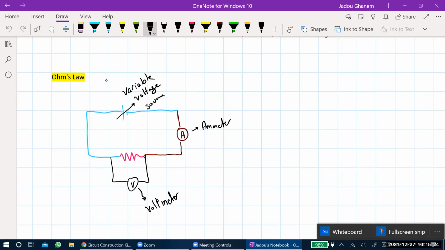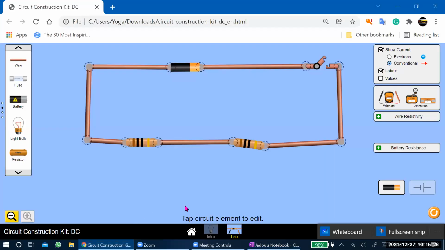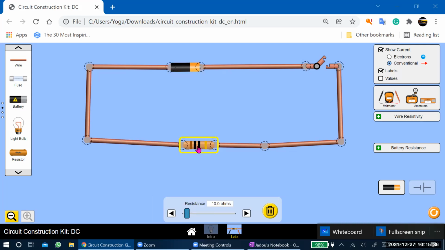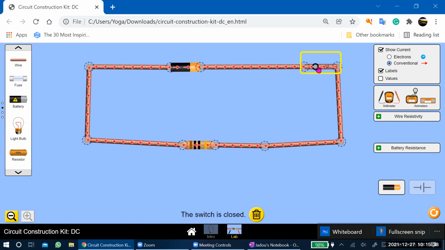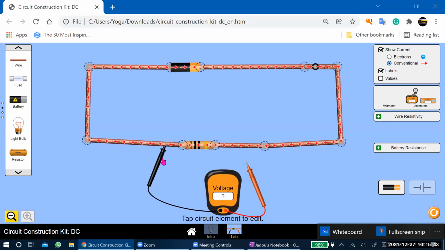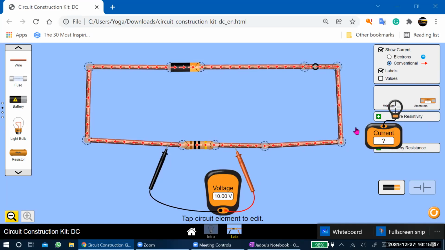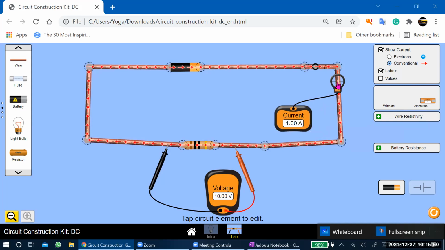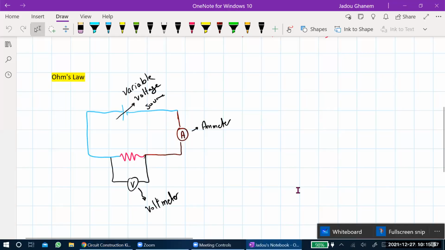How did they find this? If we take a simple circuit, let's take one resistor for now. The voltage across this battery is 10 and the resistance is 10. Now we'll close the switch and check the voltage across this one, and the other device will check the current. This circuit is totally similar to the circuit that I have shown you seconds before.